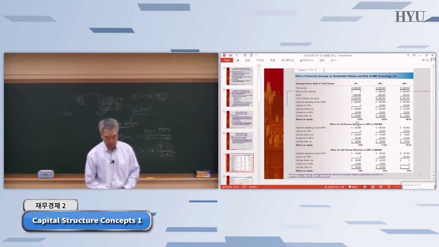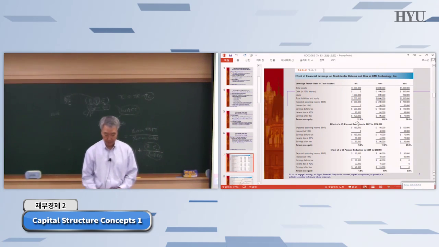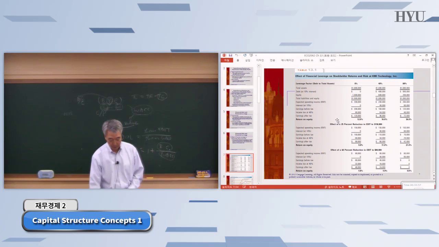So when you calculate return on equity, that is EAT divided by total equity. Equity is here: 1,600,000 and 200,000. Look at the difference. Return on equity, ROE. Borrowing more increases return on equity.